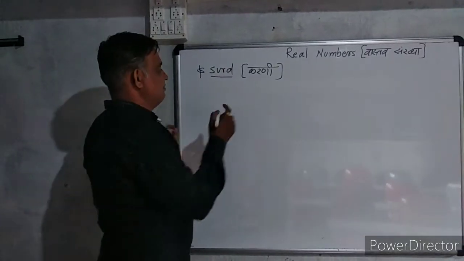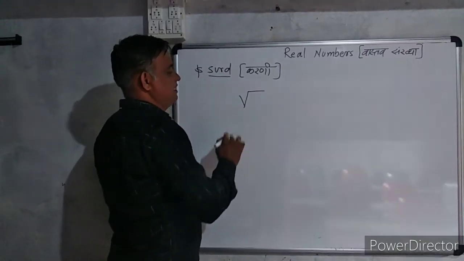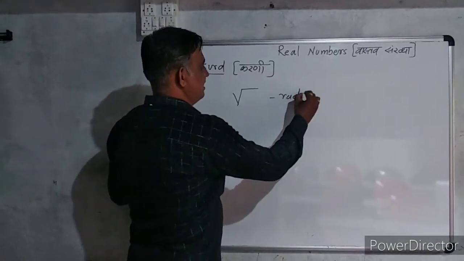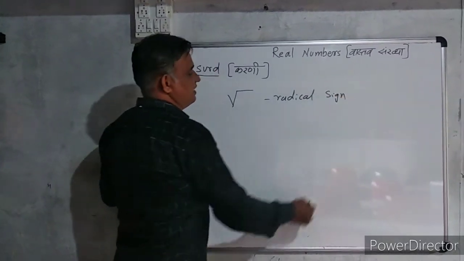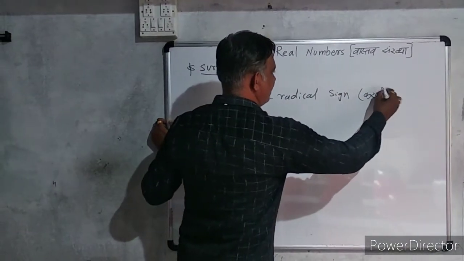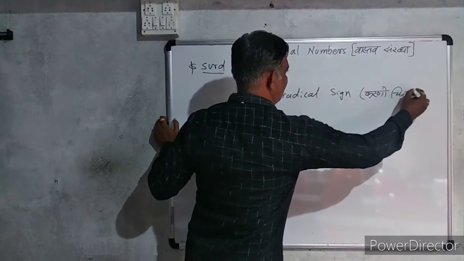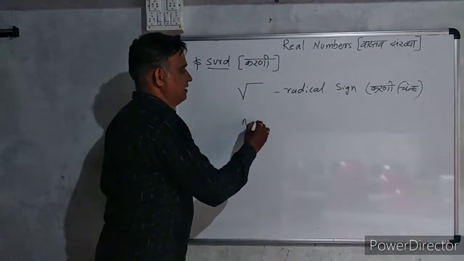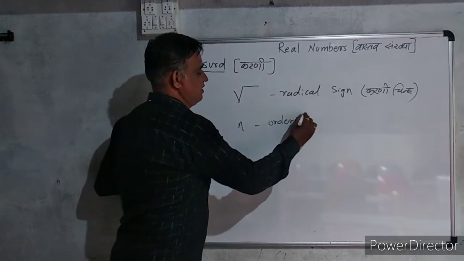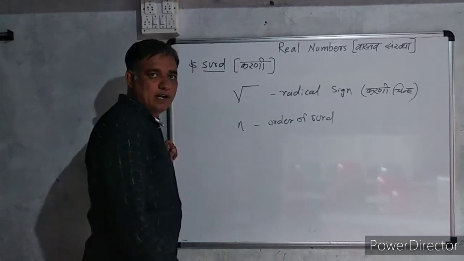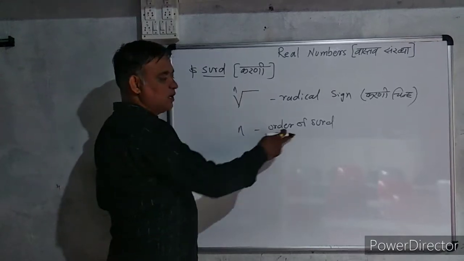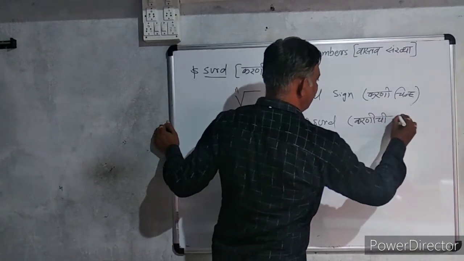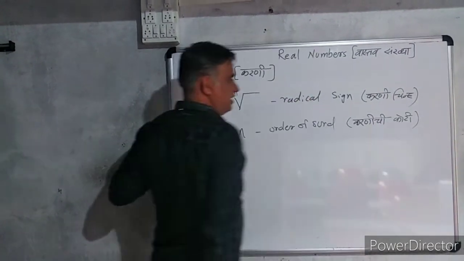Okay. Suppose this is radicand. This is called as radical sign. मराठीमध्ये याला आपण करणी चिन्ह म्हणतो. रॅडिकल साइन. n is order of surd. Order of surd means what? करणीची कोटी. Order of surd म्हणजे करणीची कोटी.